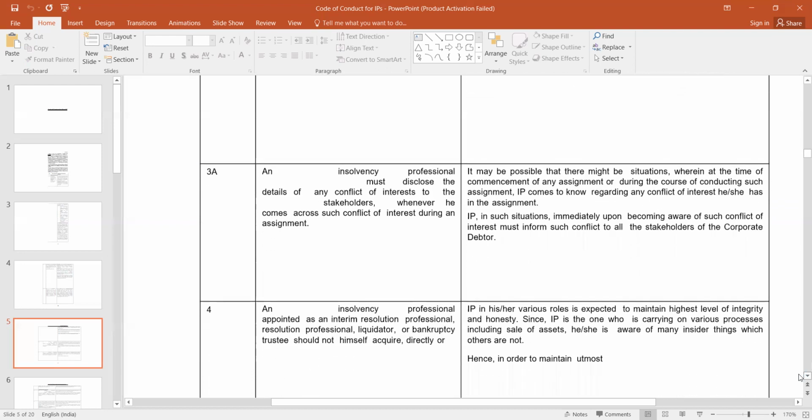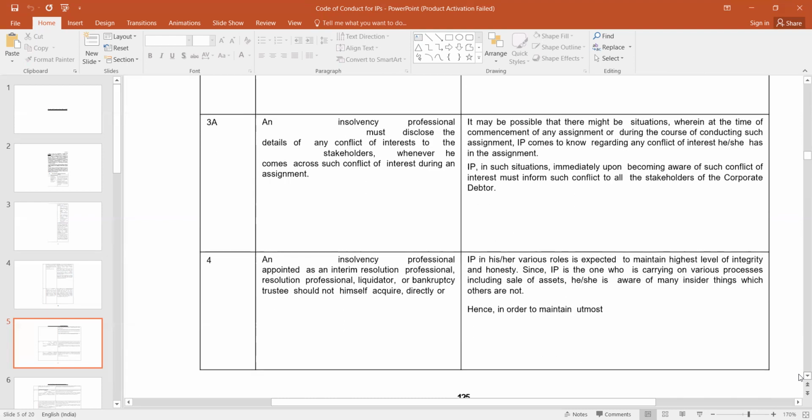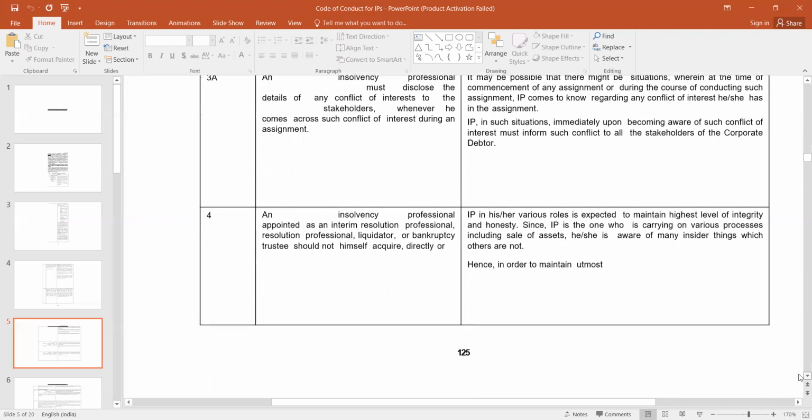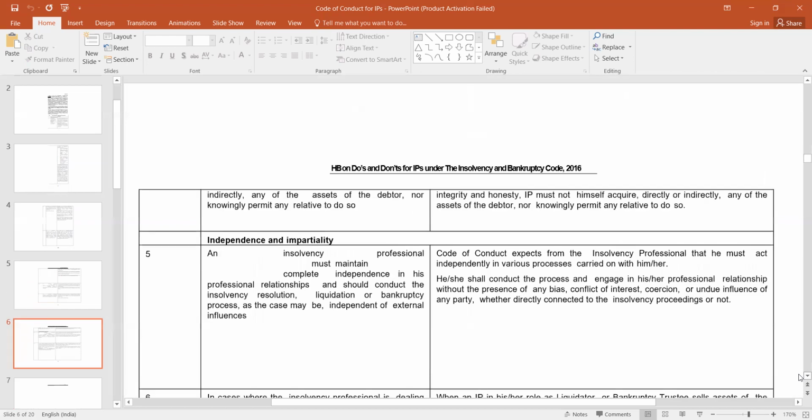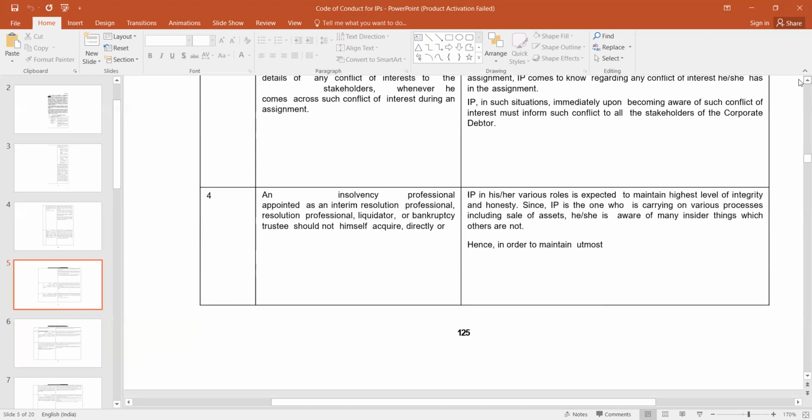And fourth point is, an insolvency professional appointed as an IRP, RP, or liquidator should not himself acquire directly or indirectly any of the assets of the debtor, nor knowingly permit any relative to do so. So this is also important, because you are in charge of everything, so you should try not to acquire directly or indirectly any of the assets.